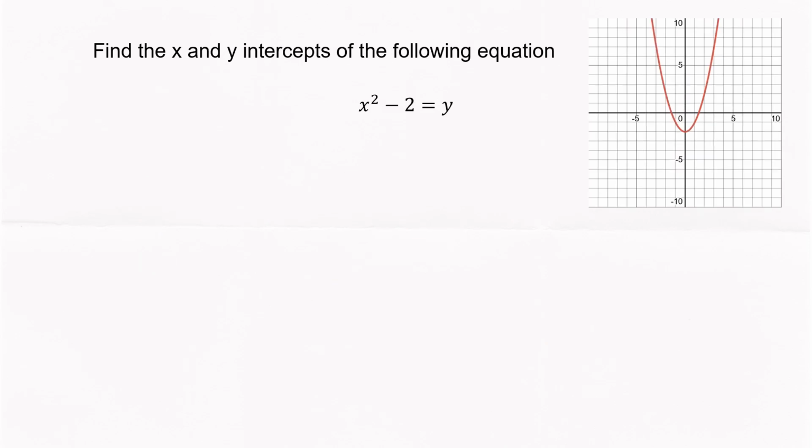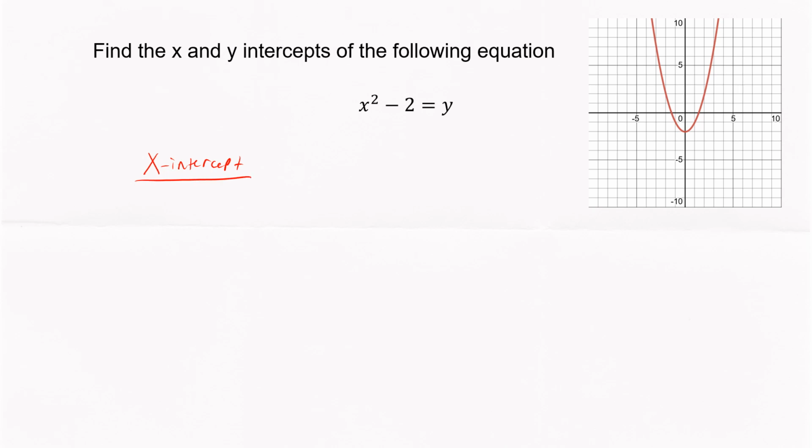This example follows the same thing. Find the x and y intercepts of the following equation. So as always, we want to identify what type of equation we're looking at. Because we have an x squared here, we know it's a quadratic equation. Particularly, the graph of it looks like a parabola. Now for this one, just like before, the graph helps us see where the x and y intercepts are. But again, we can do it algebraically, just like we did before.